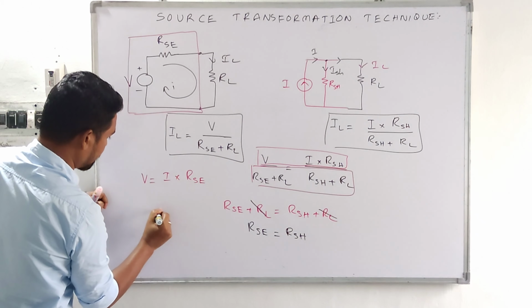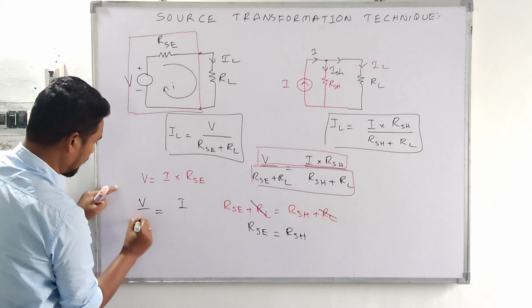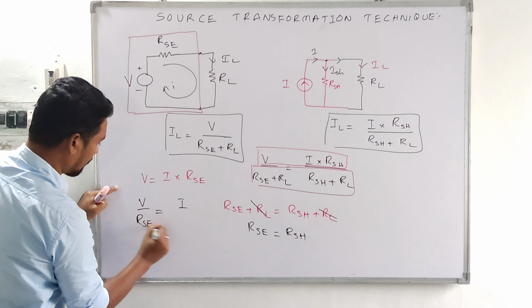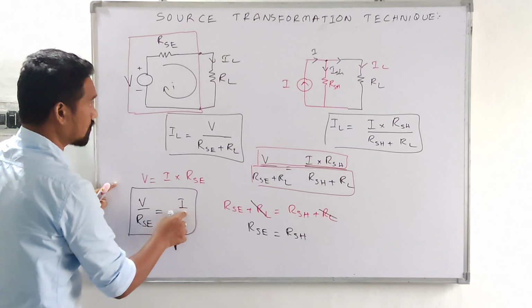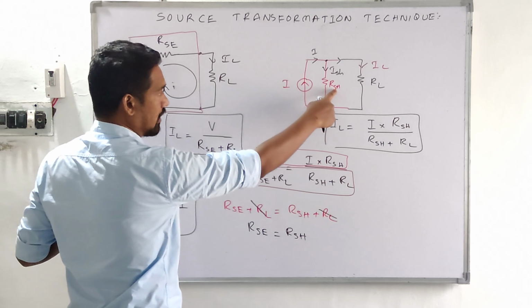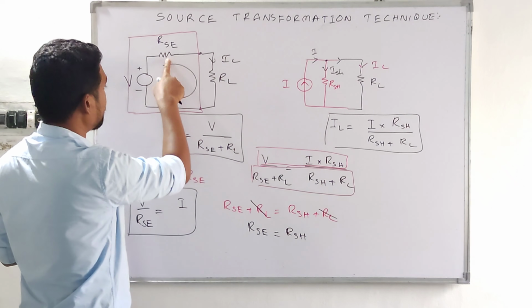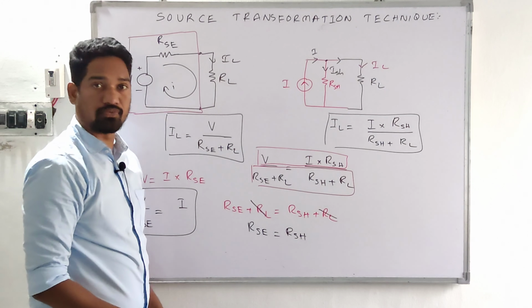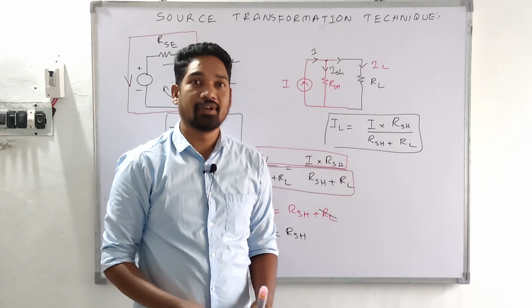And what value of current source should that be? That is given over here. We come back to this expression: I is given as V upon RSE. This is the value of the current source that has to be plugged in over here. And the shunt resistance should be equal to the series resistance of the voltage source. This is the proof for the source transformation technique. Hope you understood. Thanks for watching.